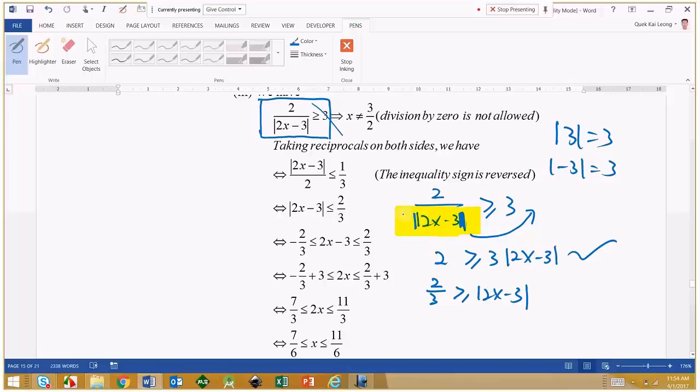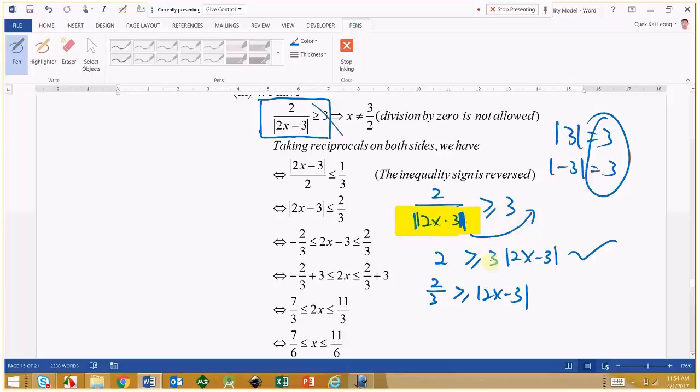So if I know that this whole thing will be positive, I can just safely bring over. This is correct. Because like what I say, absolute will make whatever inside the absolute become positive. So although I don't know the value of x, this whole thing is still positive. If I know this is positive, I can safely bring over.